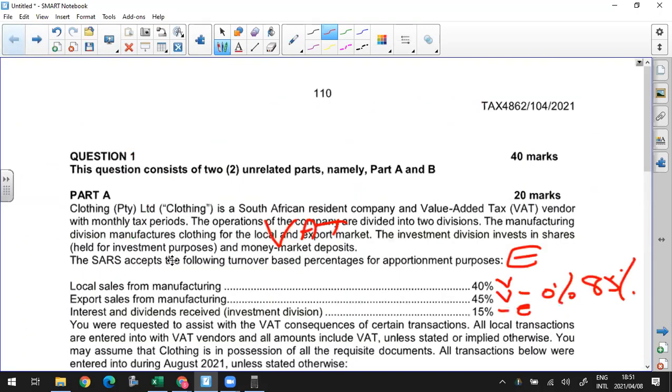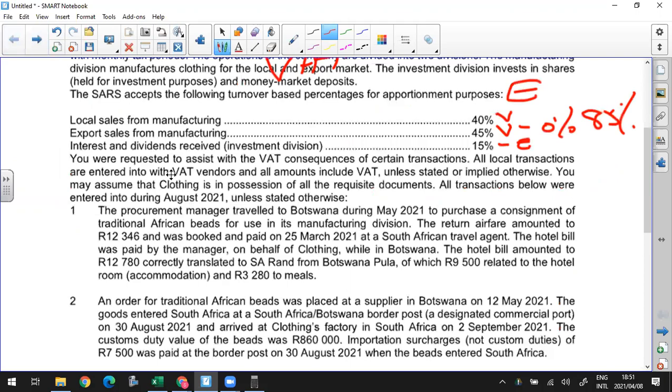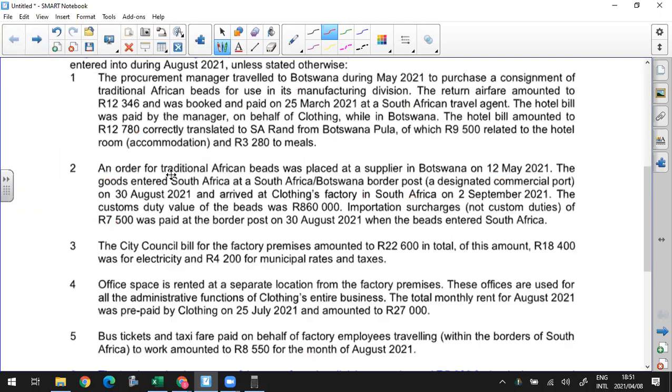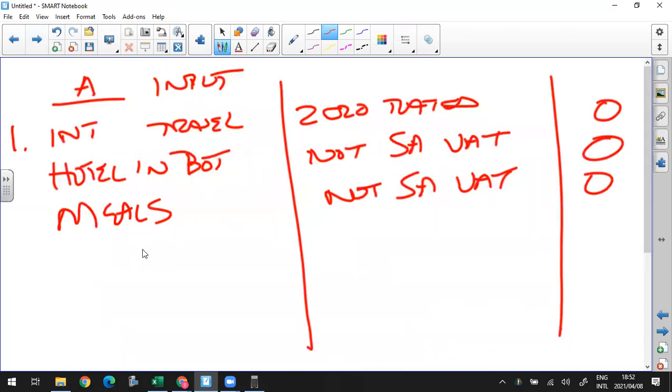Let's carry on. Number 2, an order for traditional African beads was placed at the supplier in Botswana on 12 May 2021. The goods entered South Africa at the South African Botswana border post, the designated commercial port, on 30 August, and arrived at the factory on 2 September. The customs duty value of the beads was 860, import surcharges of 7,500. So what are we going to do? Import of beads.